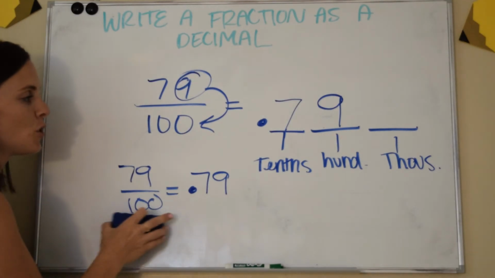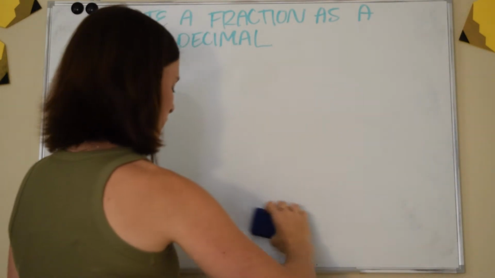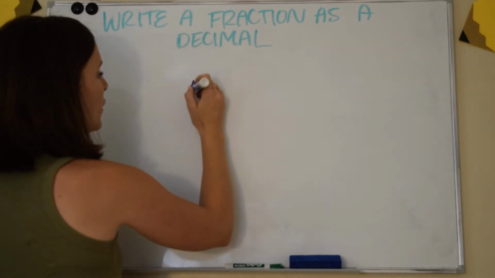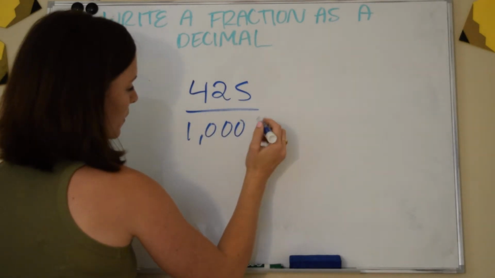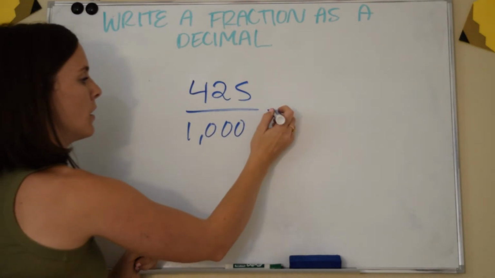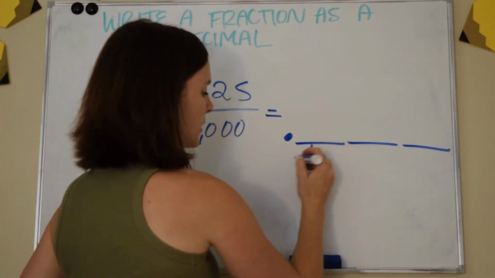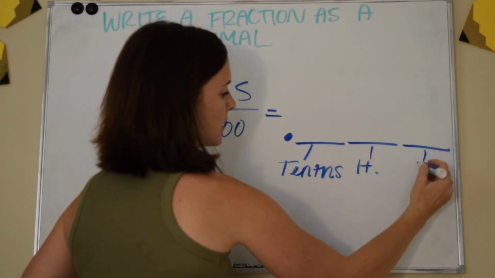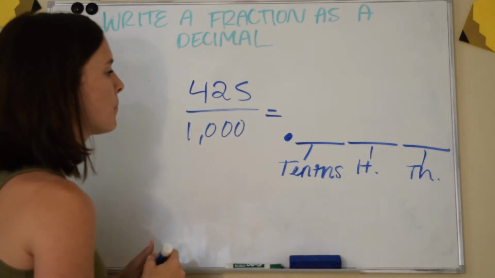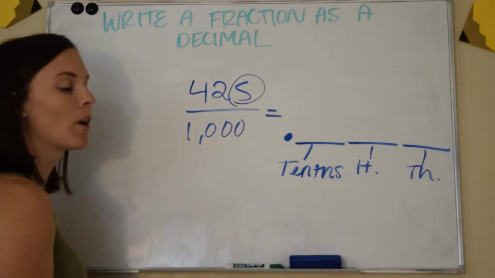Okay? Now let's do one that has a thousandths value. What if I had 425 thousandths? Okay, so remember the steps. Write your 3 spots. This is the tenths. This is the hundredths. This is the thousandths. I'm abbreviating. What's the last digit? It's the 5.